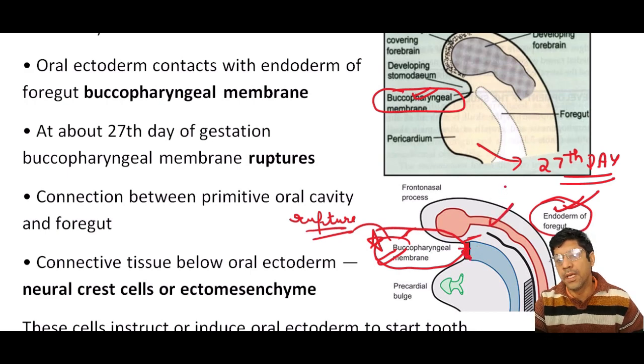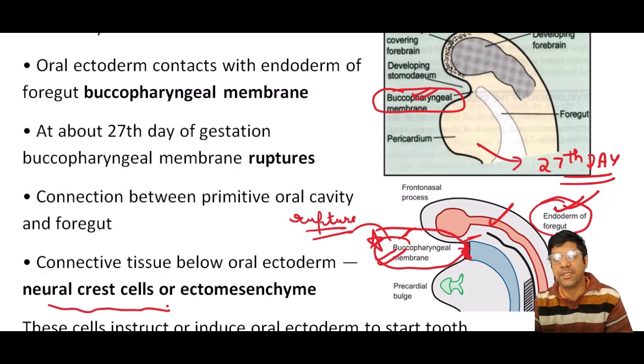Below the oral ectoderm, there are specialized cells that are derived from the neural crest cells, also known as ectomesenchyme. They are a group of cells that migrate during embryonic development, and they contribute to various tissues and structures in the body, including those in the head and face.